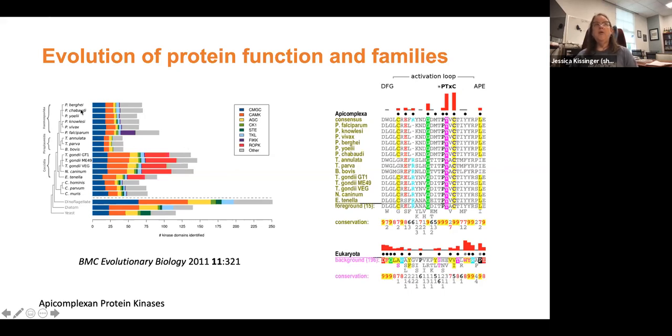So this bar graph here is showing just a rough schematic of relationships within the Apicomplexa. And I'll just point out, for example, that in the coccidia, this group of kinases called the ROP kinases has really gone to town in terms of its number. So these are the number of kinase domains identified in the genomes. And you can see that there's tremendous variation between the organisms and their gene content and the distribution of the types of family members.